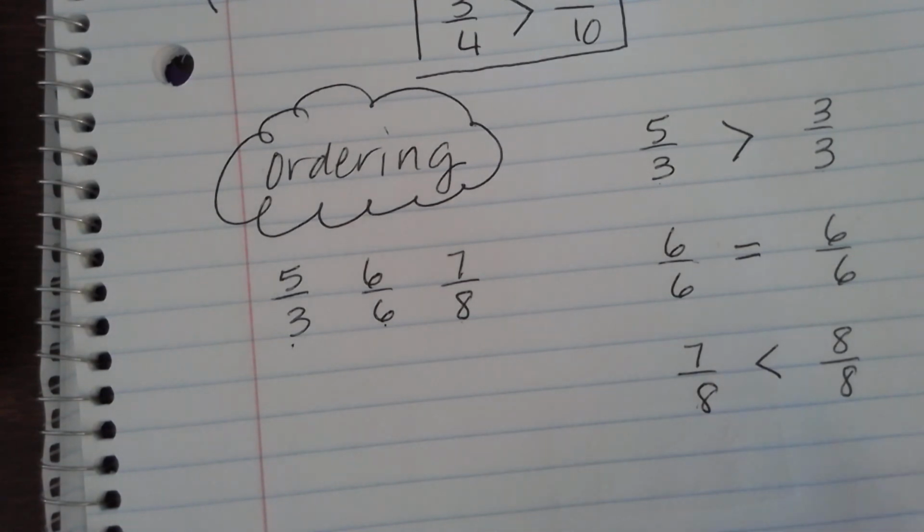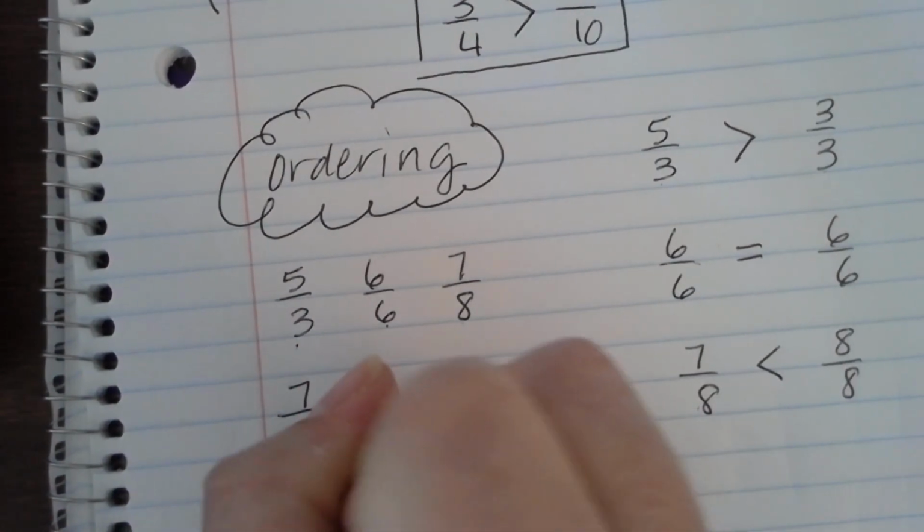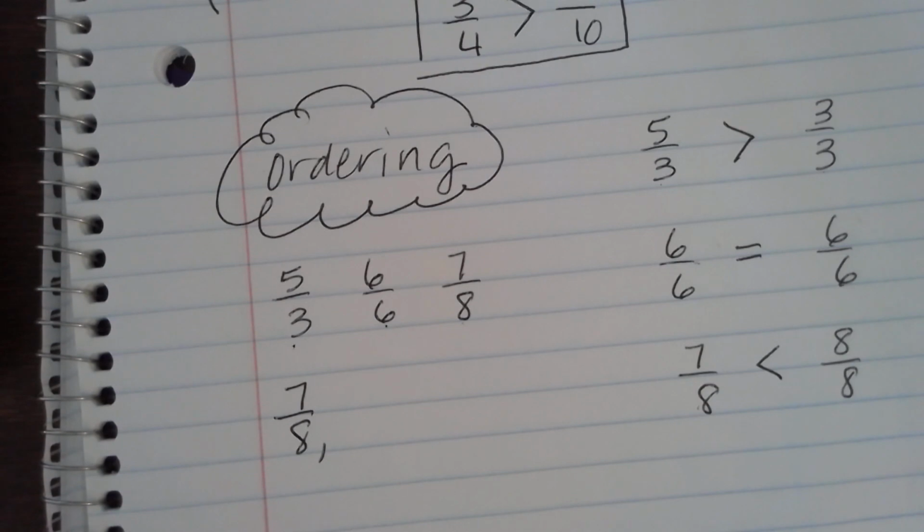How do I do that, Weston? How are you going to look at it? You're going to see which one, because 7/8 is smaller than 8/8, which means that it's obviously smaller than 5/3 and 6/6. Yes, because 7/8 is smaller than the whole. It's got to be my first number. I've got to start with 7/8 because it's not even a whole.